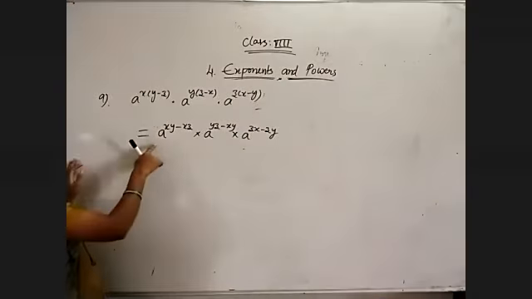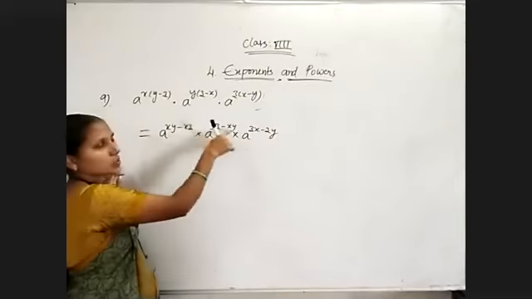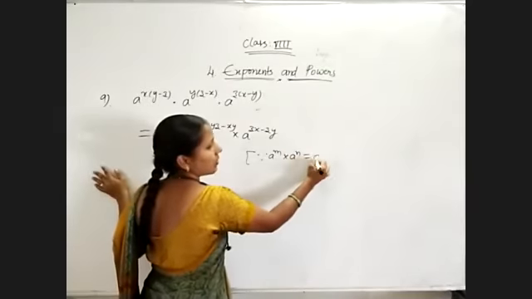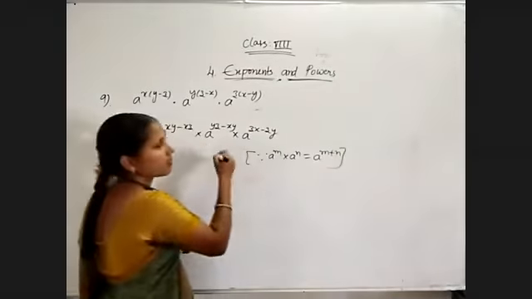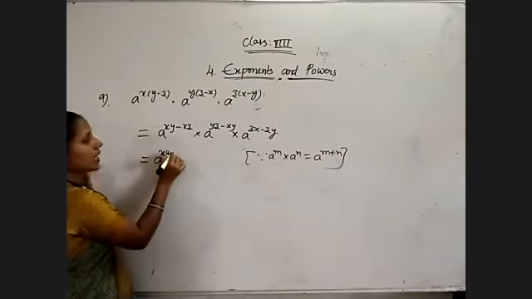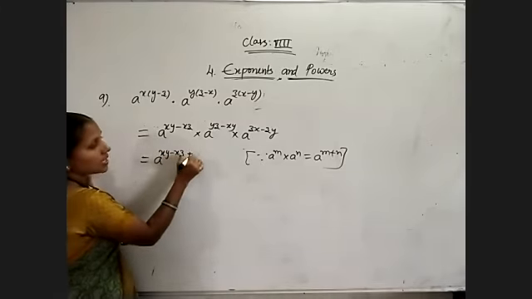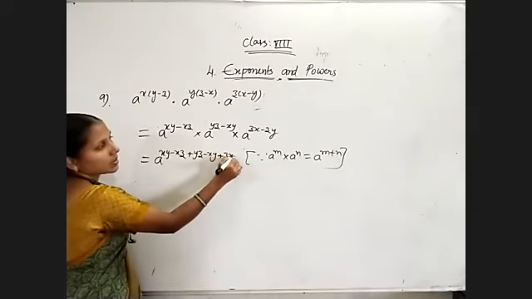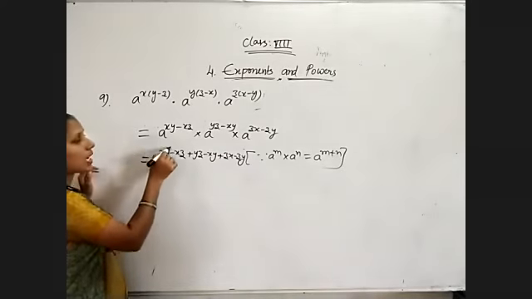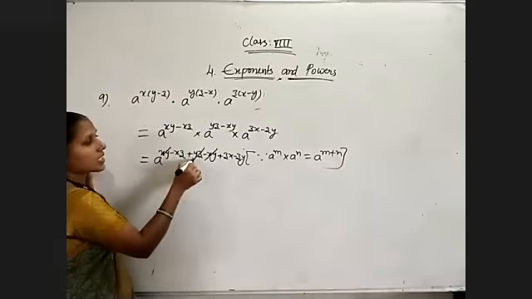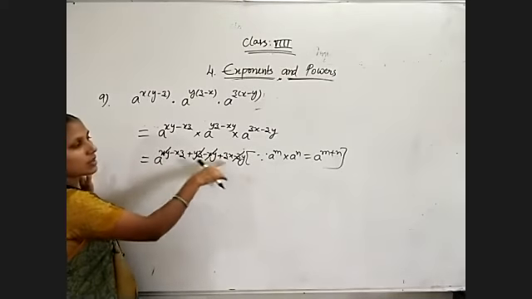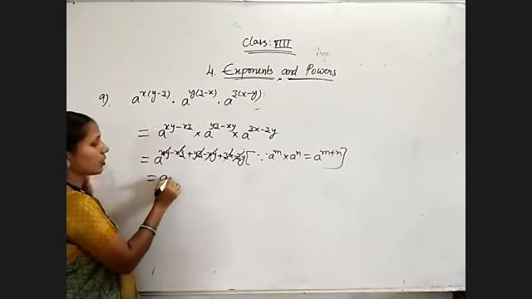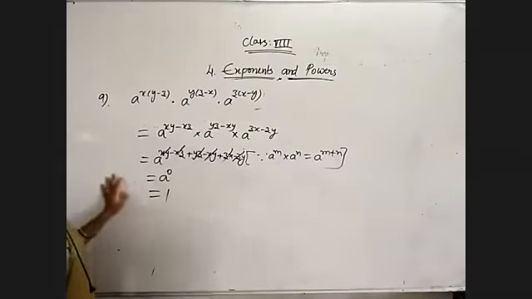Okay, now just observe, the bases are the same and the exponents are different. So that is in the form of a power m into a to the power of n, which is equal to a power m plus n. So simplify: a to the power of xy minus xz is the m value, plus yz minus xy is the second exponent, and the third exponent is zx minus zy. Okay, xy minus xy, yz minus yz, and minus xz plus xz, both will get cancelled. That is a to the power of 0. Any power 0 is equal to 1. Okay.